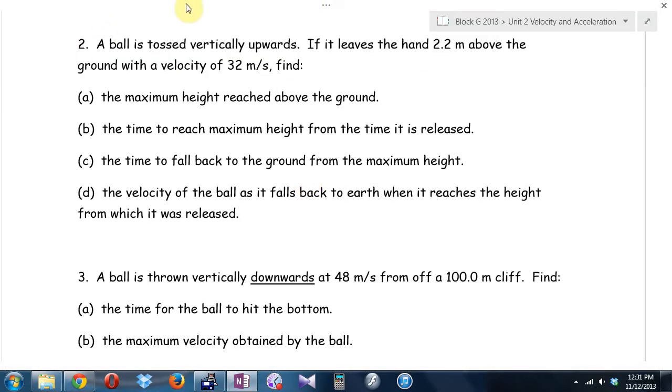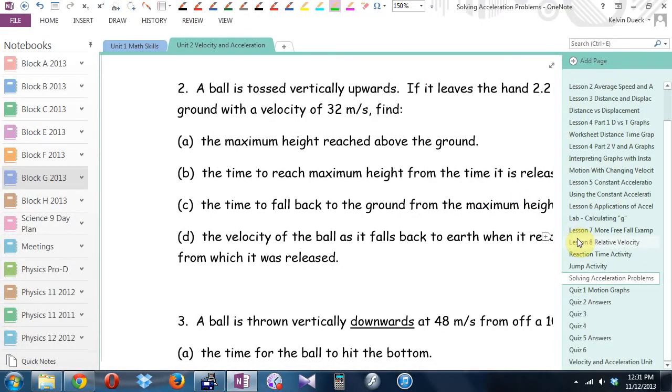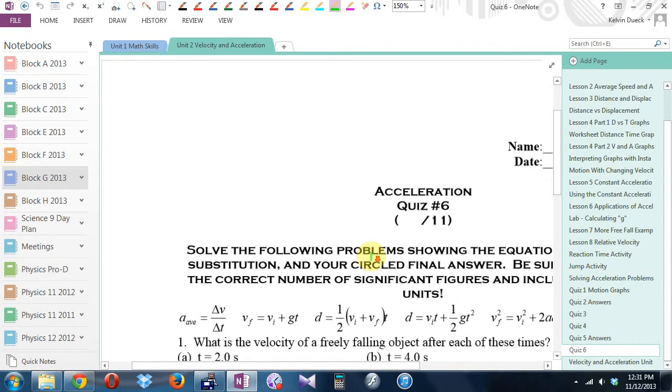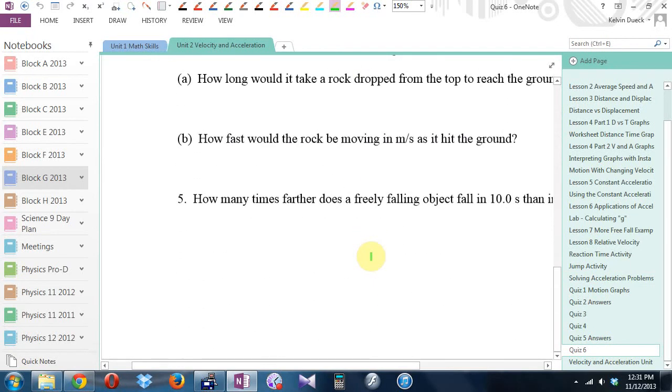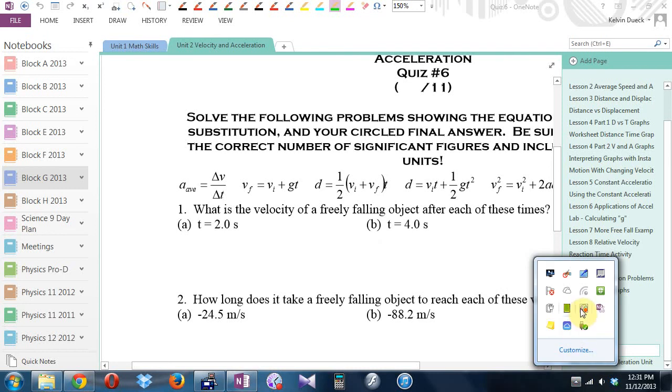And I also have for you, I think I have for you yet another take-home quiz, but let me double check. Yeah, this is a short quiz. This one has Freefall and stuff. So let me hand it out.